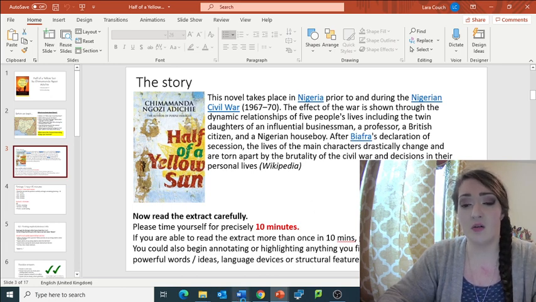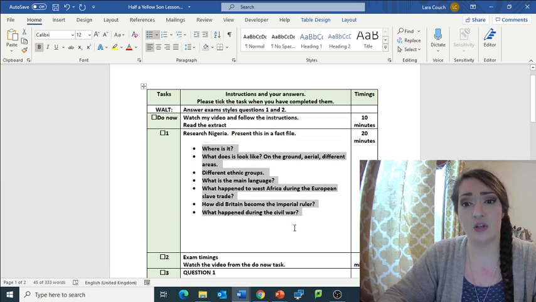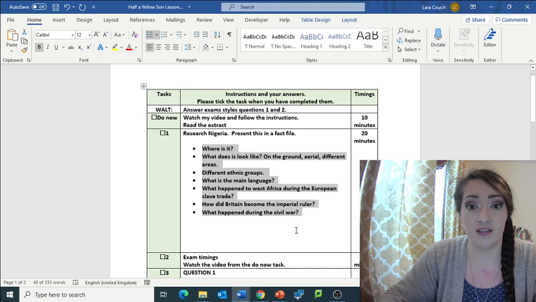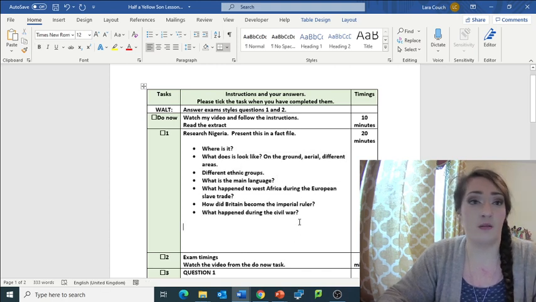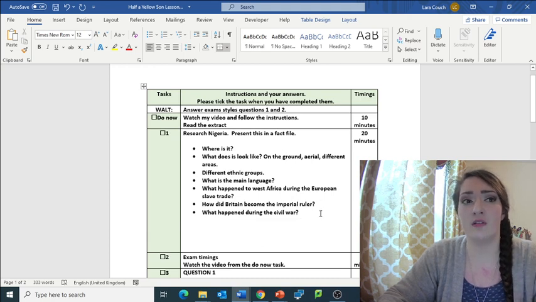That brings me on to task 1. You have 20 minutes to research as much as you can about Nigeria. I've put some bullet points here, which are things I'd recommend looking at to guide your research. Where is it? In which continent is it? What does it look like? What sort of terrain is there? What's the weather like? What are the seasons like? What does it look like on the ground? What does the landscape look like?